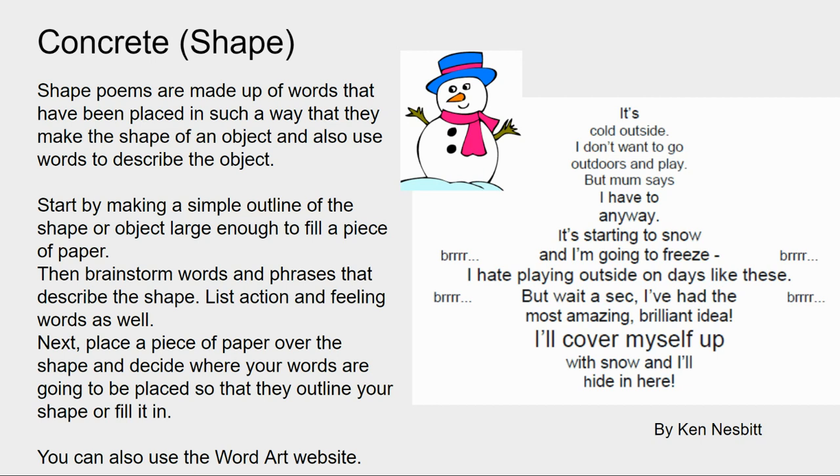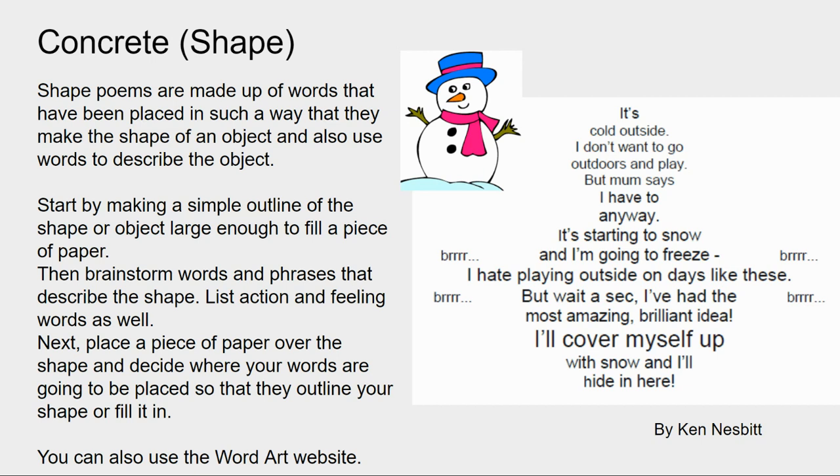So, a lot of times, what you can do to start is think about taking an outline. You can even use a coloring page for this because coloring pages just have outlines. And then you're going to brainstorm words or phrases that relate to the shape. They could be nouns, they could be adjectives. You can also think of action words or feeling words. And then you can put a piece of paper over your original shape and see how you can get the words to fit. You can also use the word art website. You can do word poems, concrete poems using that website as well.